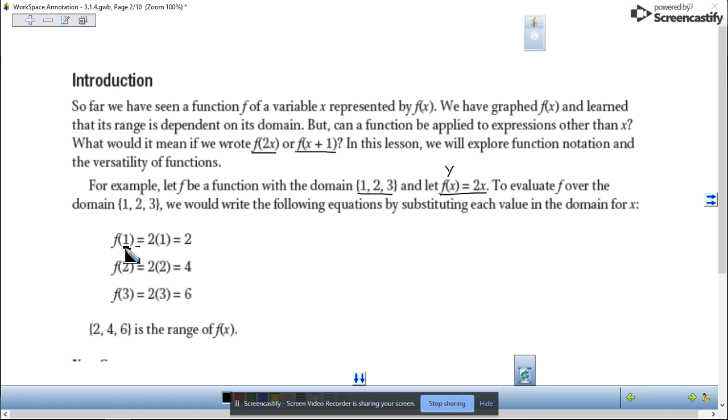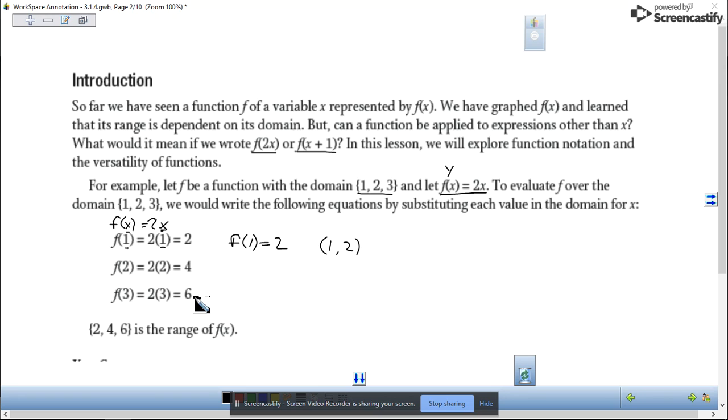So f of 1 means you're going to plug in 1 for x, right? We replace, so f of x equals 2x, right? So we're replacing the x with a 1. See what's happening there? And we're going to evaluate that. So f of 1 equals 2, which means that the solution there is (1, 2). That's your point if you were going to graph it. F of 2, we would replace the x with 2, which means we get 4. F of 3, we replace the x with 3, which means we get 2 times 3, which is 6.